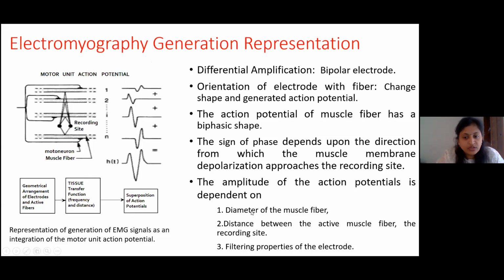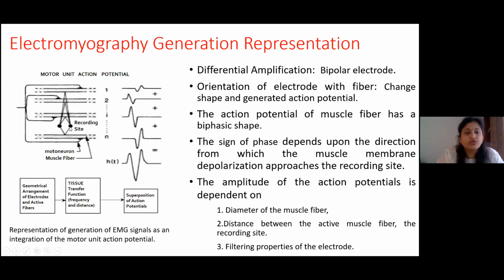So what does this also depend on? It depends on the diameter of the muscle fiber, and the distance between the active muscle fiber and the recording site. This is your recording site, and suppose this is a surface EMG. At that time, this recording site and your actual muscle position will be different. If it is invasive, meaning a needle electrode, then also the recording site and the actual muscle fiber position will be different. The signal depends on this distance between the active muscle fiber and the recording site, as well as the filtering properties of the electrode.